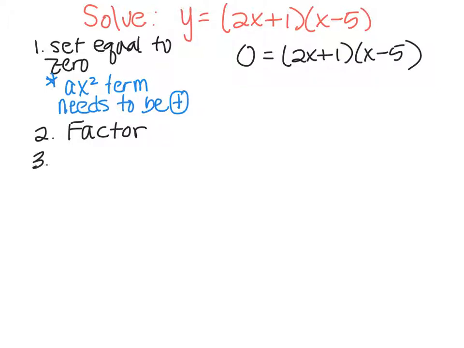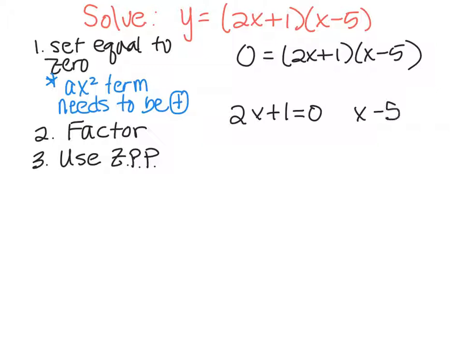And the third thing that I need to do is use the zero product property. That's that property from the page before. Okay, so to use the zero product property, I'm going to set up two equations. Make sure you set up these two equations every time so we don't get too jumbled up in our signs. So I have 2x plus 1 equals 0 and x minus 5 equals 0. All right, so I am going to start solving.